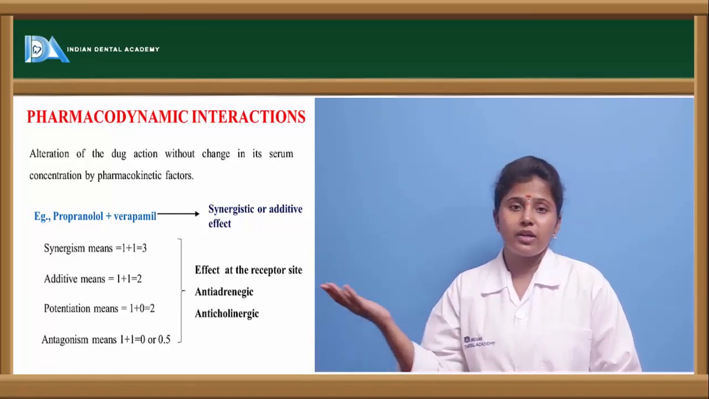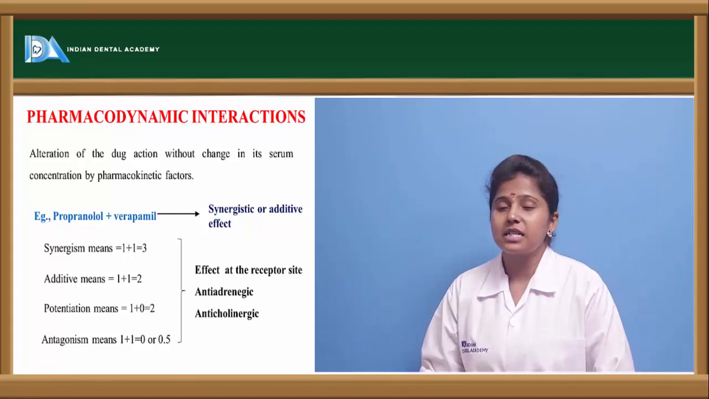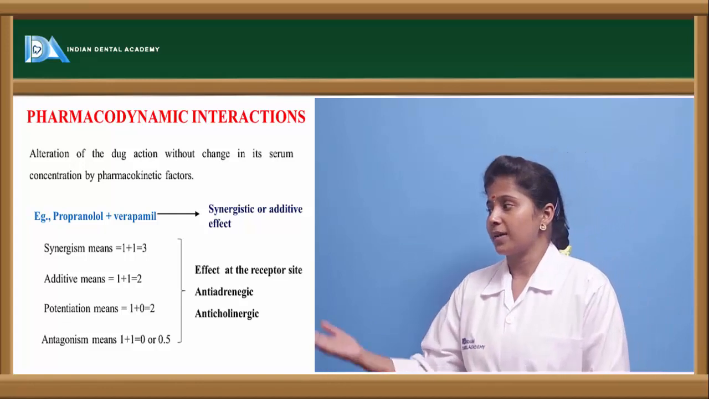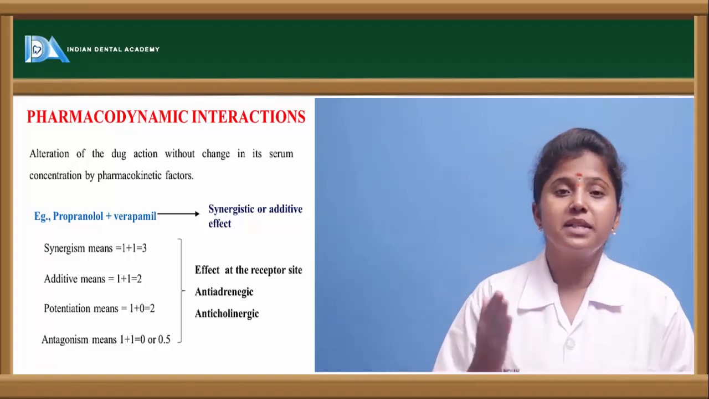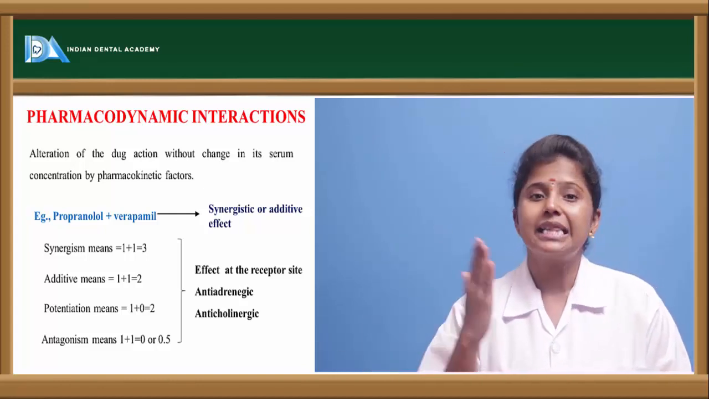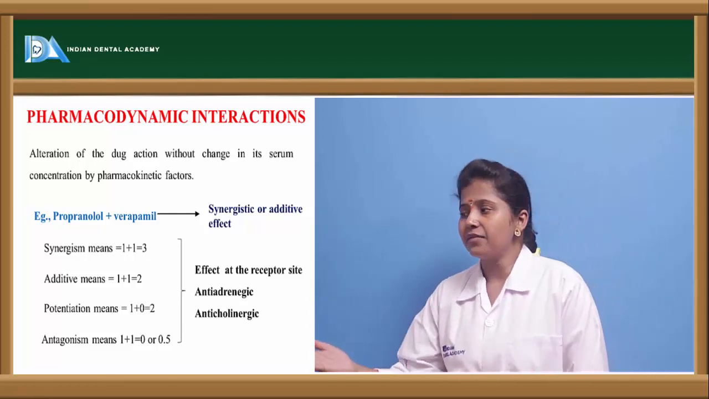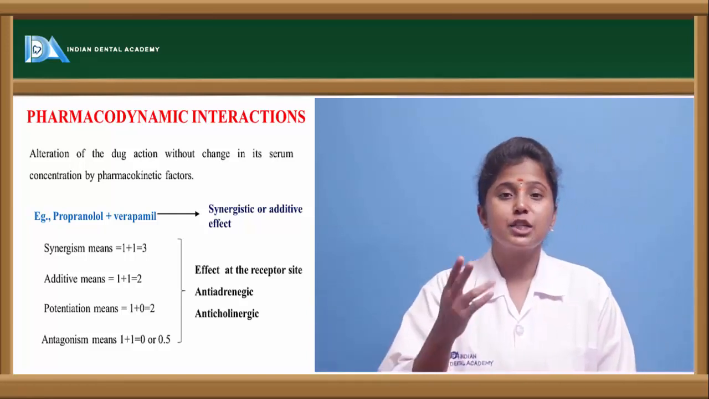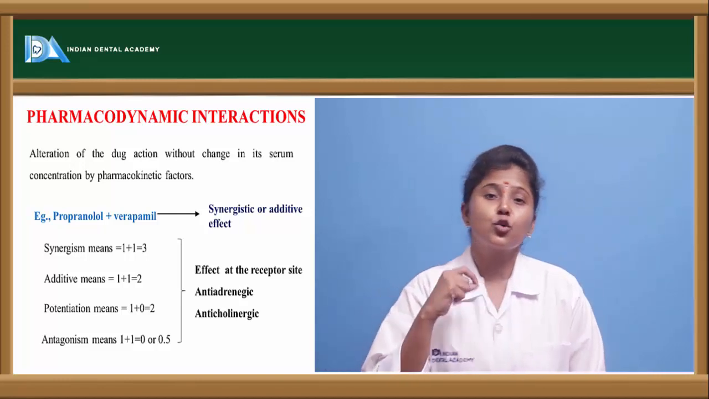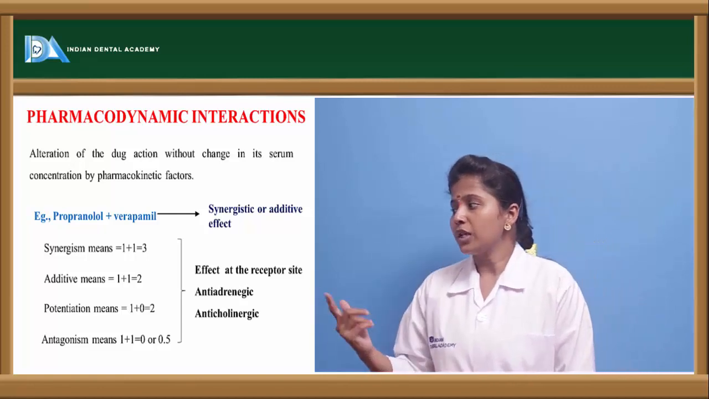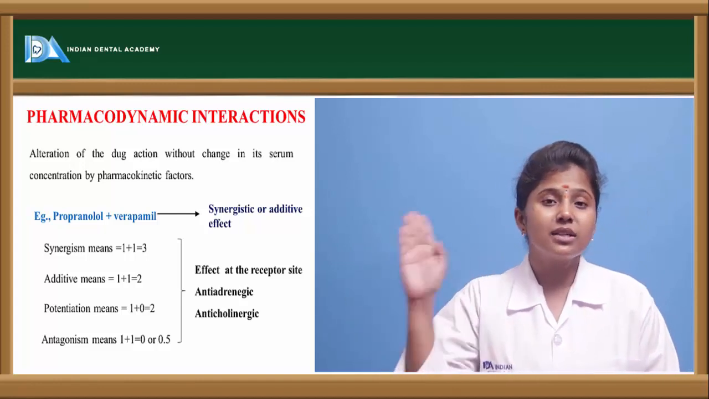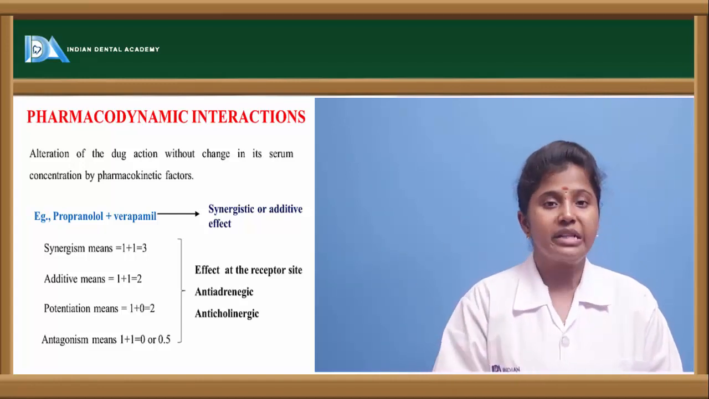If we see a few logical equations, synergism means an additive effect, or addition effect. So what is that? 1 plus 1 is equal to 3. What is the net result? It is showing more potency than its net result. And if we see the additive effect, 1 plus 1 is equal to 2. In the sense, it is showing the double effect, whereas synergism is showing more than the double effect. Potentiation means 1 plus 0 is equal to 2. If we give one drug molecule, it shows the double effect without combining with any other drug.